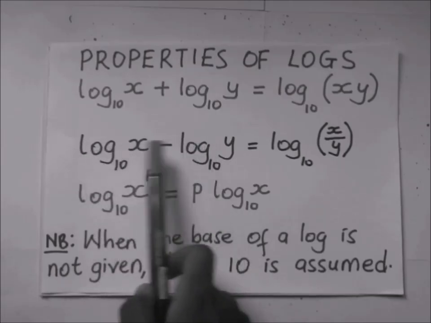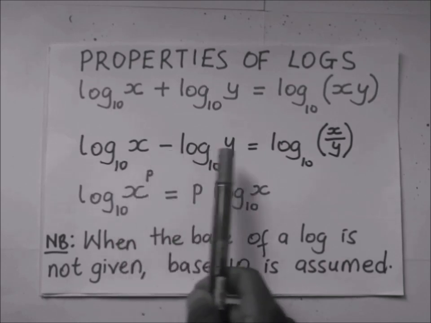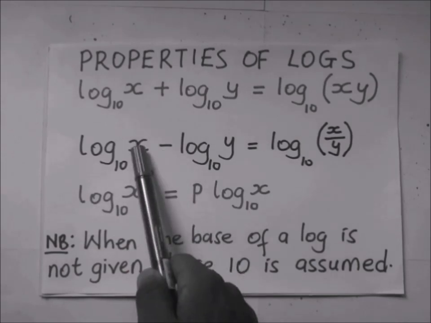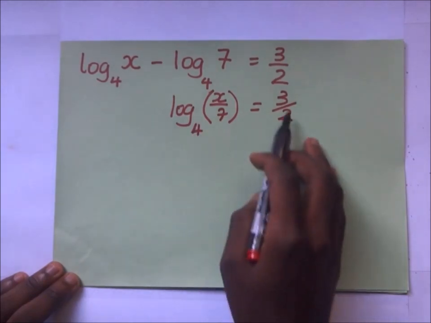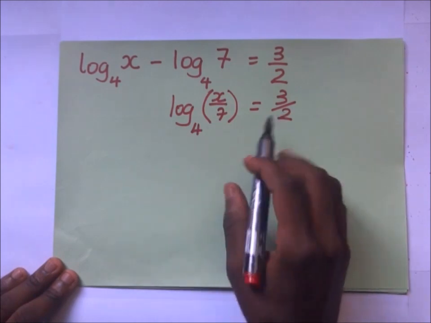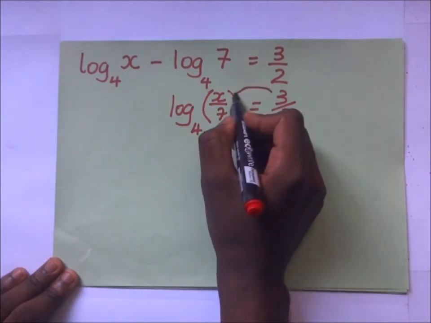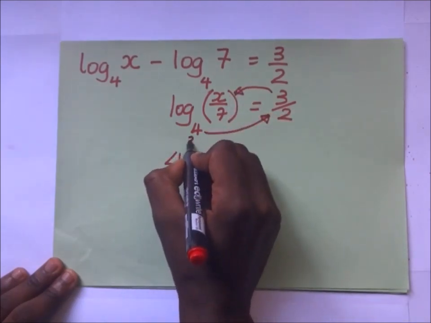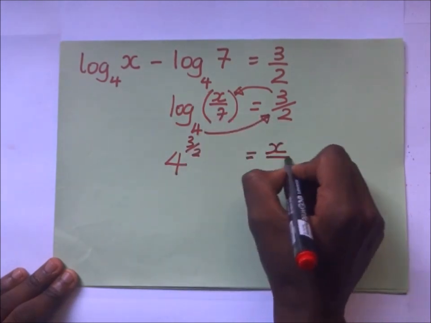When you're subtracting logarithms that are having the same base, in this case base 10 and base 10, you're going to maintain that logarithm to the base 10, and because it is subtraction, you divide x by y. Now we convert this logarithm into an index so that we're able to get the value of x, and in this case it's going to be 4 to the power 3 over 2 is going to give us x over 7.